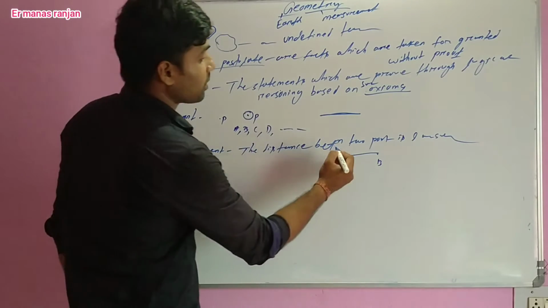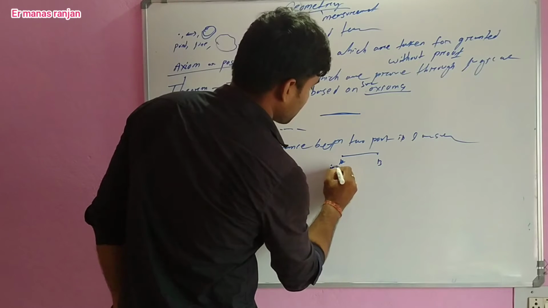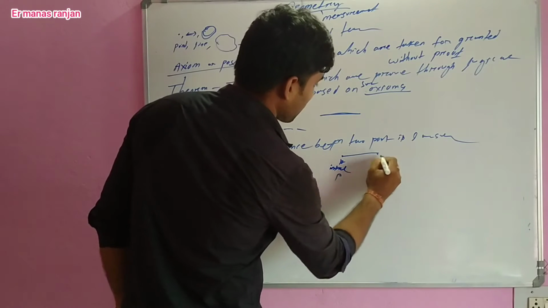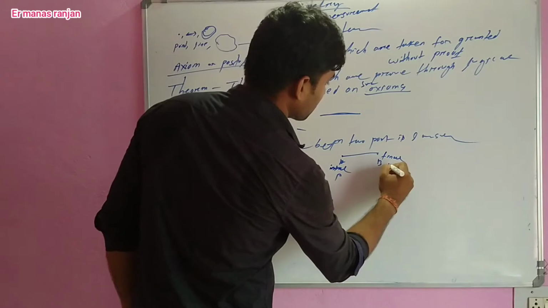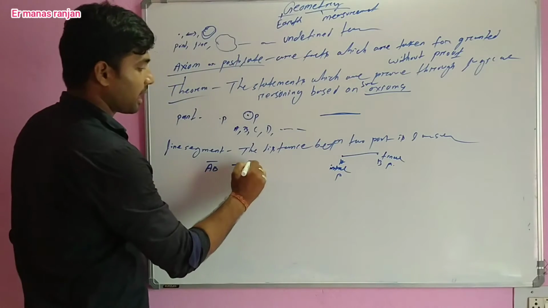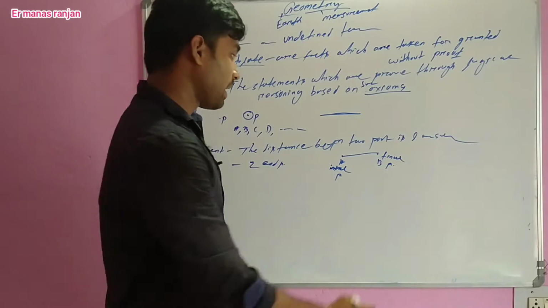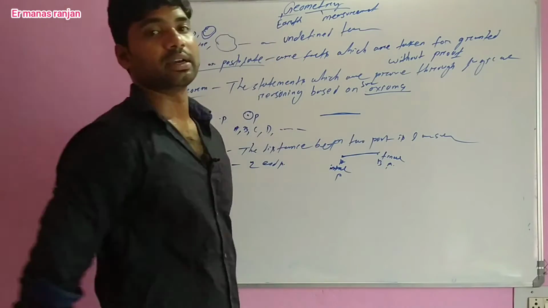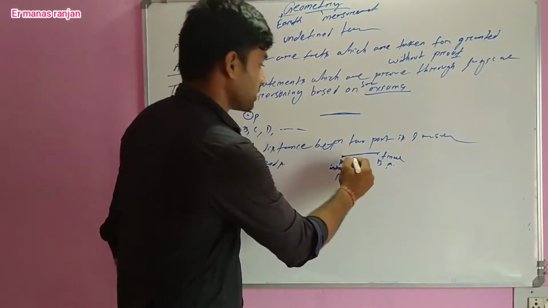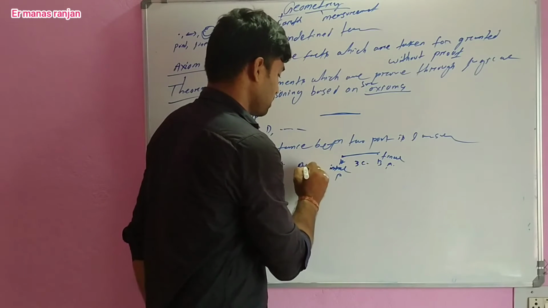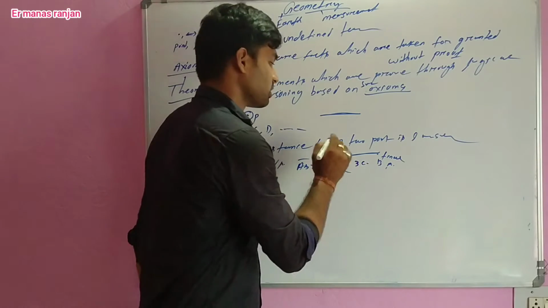So AB is a line segment, and it has two end points. This one is the initial point and that is the final point. So it has two end points, and it can be measured. Maybe 3 centimeters, 5 centimeters. So the length of AB is equal to 3 centimeters.